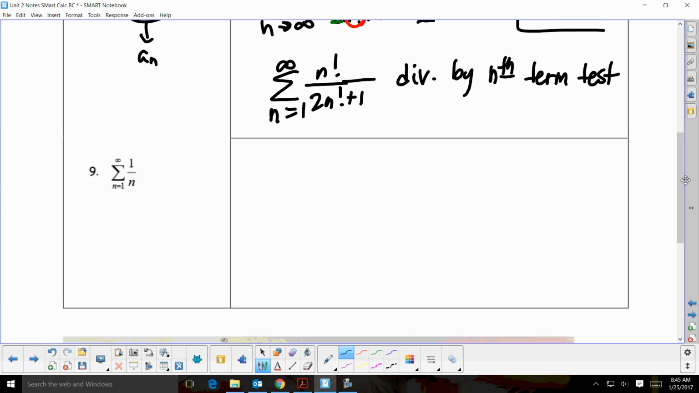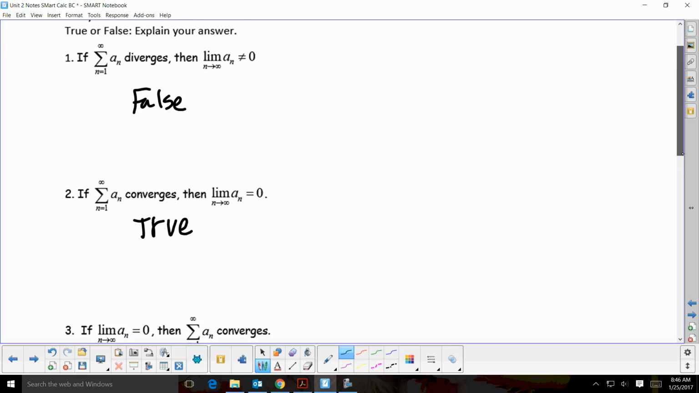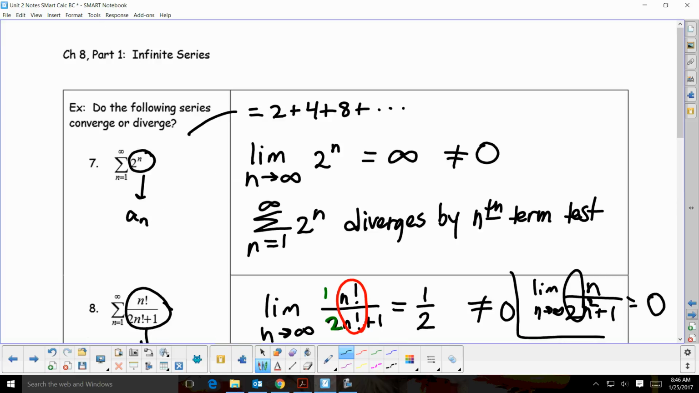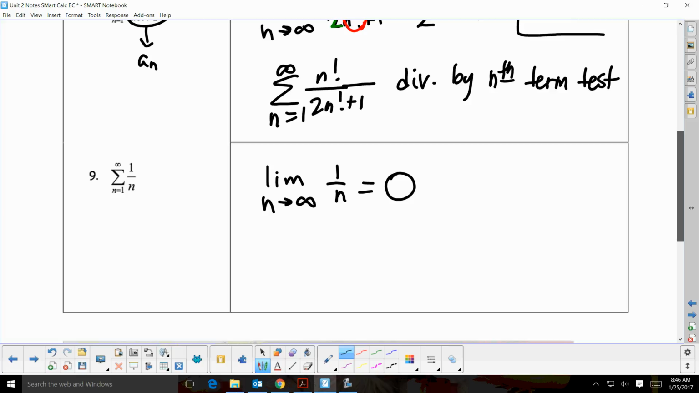What happens here? What do I get out? I get out 0. Converges. Can I say that? If the limit is 0, do I get to say convergent? Nope. Great question. Okay, we don't know anything. If it equals 0, it could still converge, it could still diverge. We don't know. So it's spicy.